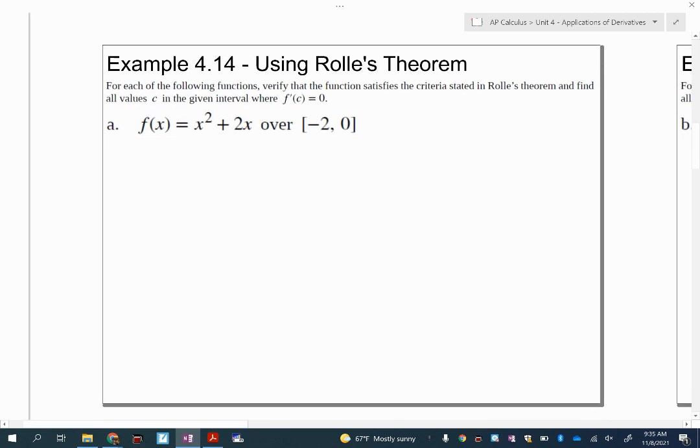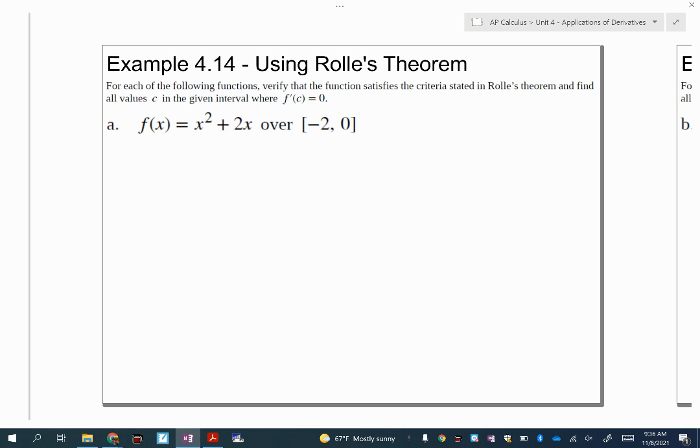We're going to use Rolle's theorem and find any value c that when I plug it into the derivative of this f of x function, I would get 0. So the first thing I need to do is make sure that my function is continuous, which this is a quadratic, so I know it's continuous everywhere, and that it's differentiable over this interval. Because it is a polynomial, both those things are true. So it's continuous and differentiable over this interval, -2 to 0.